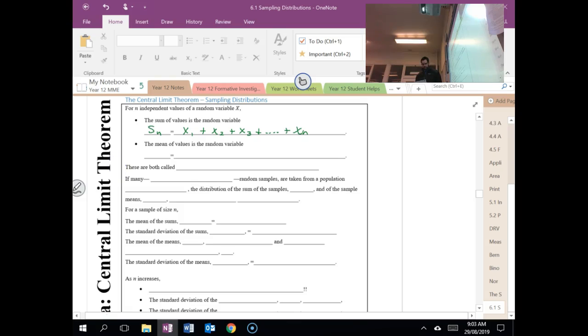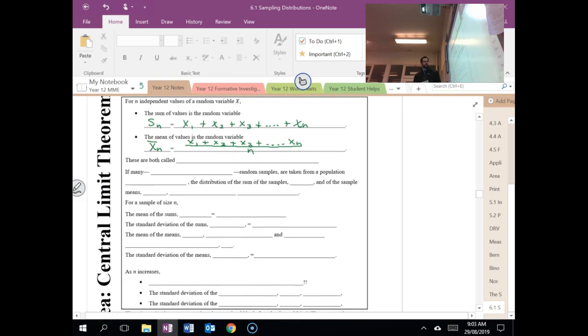And the mean of the values is the random variable x bar n, which is x1 plus x2 plus x3, added all the way up to xn, and it's that divided by n. That's the notation we can use for distribution of means. Now, both are called sampling distributions.